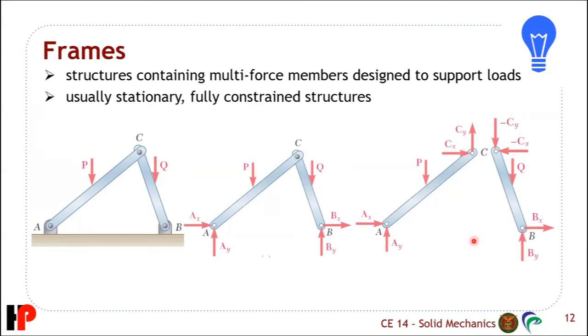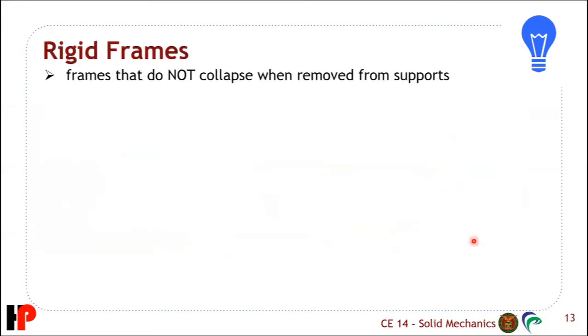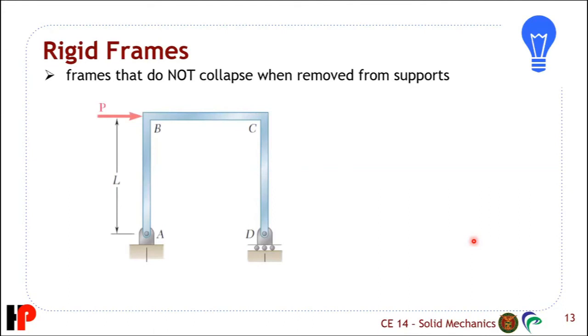Okay? Now, rigid frames are those frames that do not collapse when removed from supports. Hopefully, na-discuss na sa inyo ito nung inyong statics. So, ibig sabihin ng rigid, for example, ito, pag inalis natin yung support, hindi na siya pin in a roller, will it collapse? So, magpapalit ba siya ng shape? So, for this one, kahit alisin mo yung roller at pin, yan pa rin yung shape niya, di ba? Hindi magko-collapse yung frame. So, this one is considered a rigid frame. Even if you remove it from the support, it will not collapse.